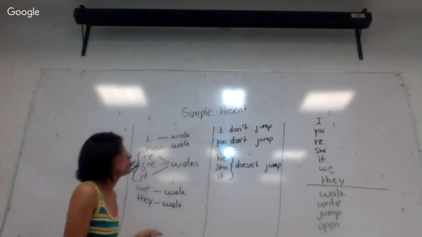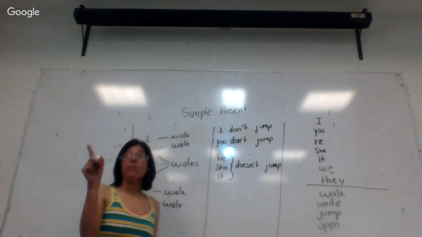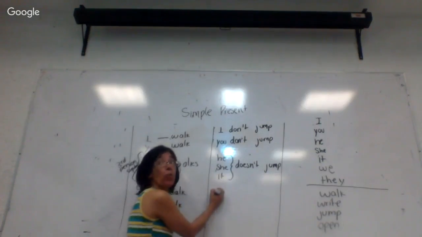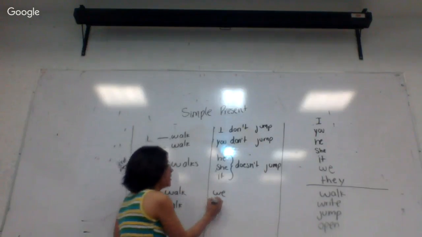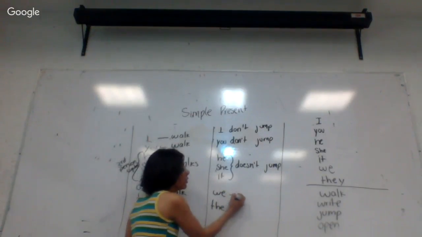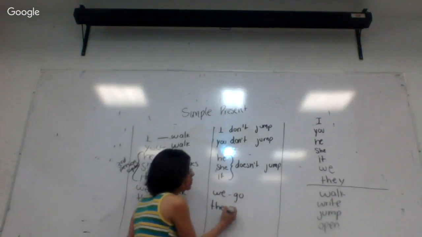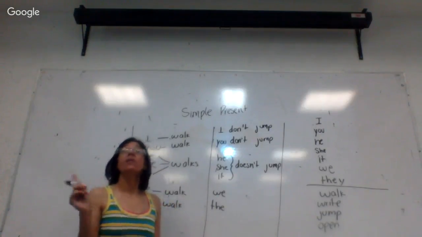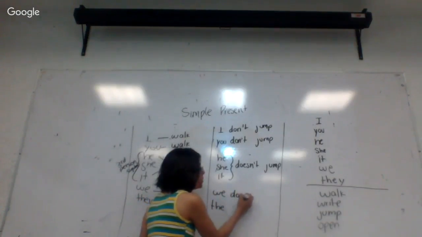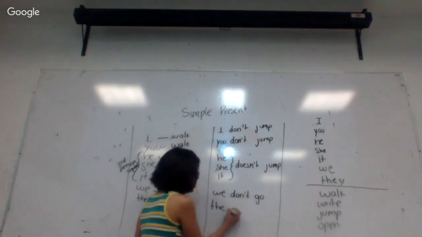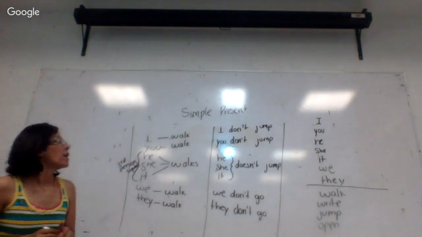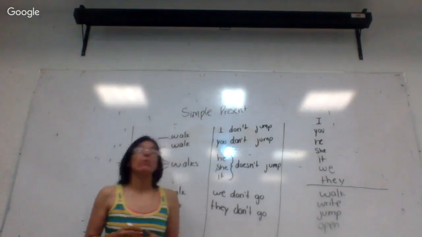They change everything. We don't have to do anything else. Now we're going to use the verb go so you can see that it's going to be a little bit different. It is going to be we and they. We go. Negative: we don't go, they don't go.